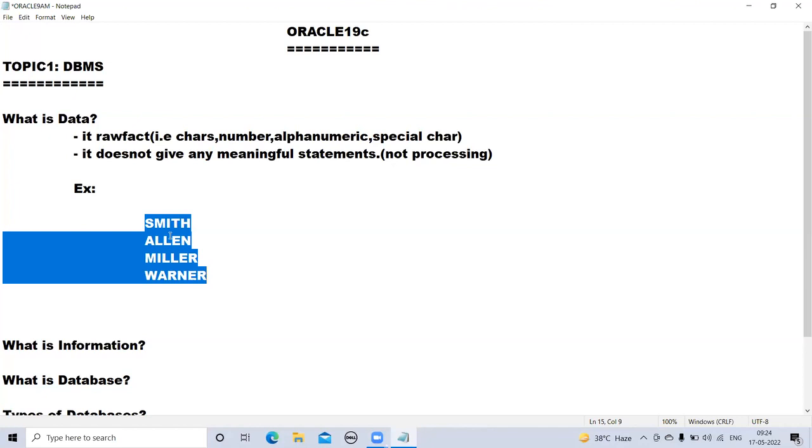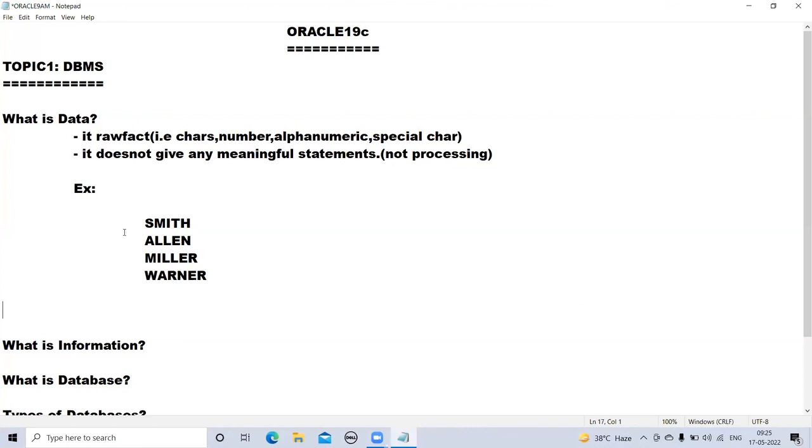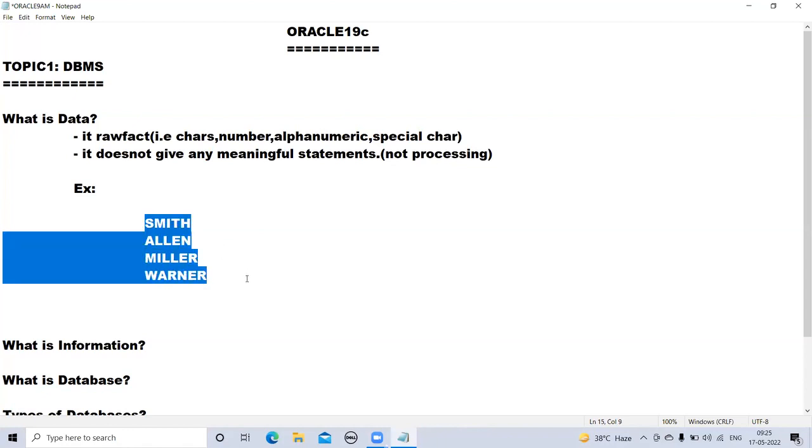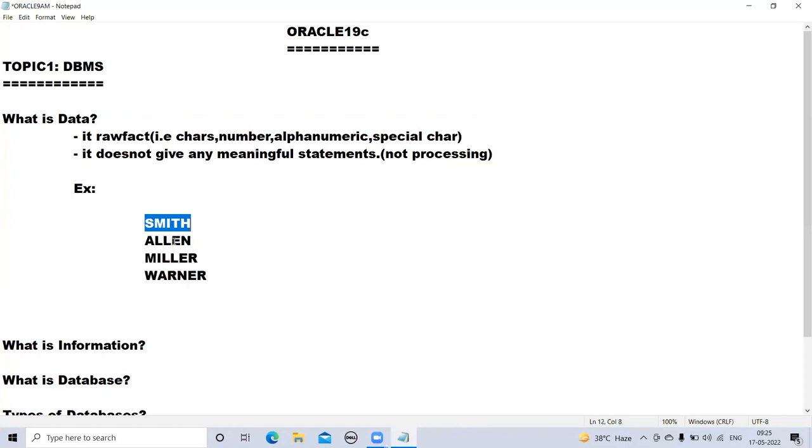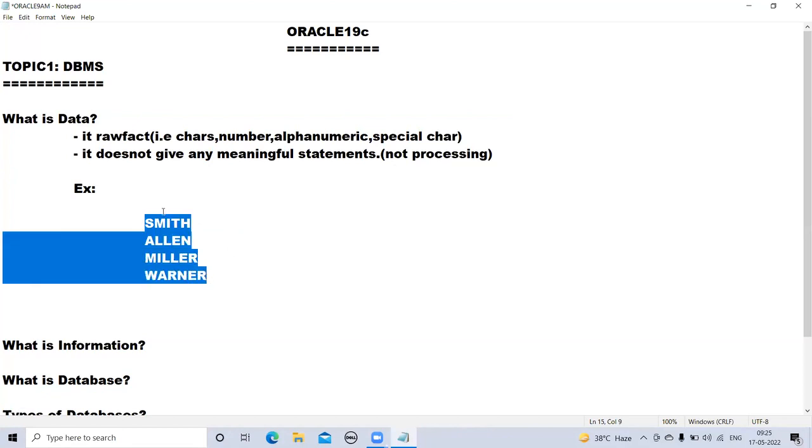The point is, what do these names predict? Can we guess it, guys? Come on, what exactly do these names predict? Smith, Allen, Miller, Warner. What is this? Are they employee names? I don't know. Student names? I don't know. Customer names? We don't know. Product names? We don't know. Brand names? We don't know.